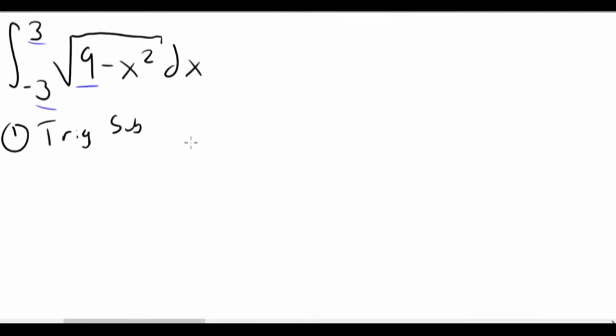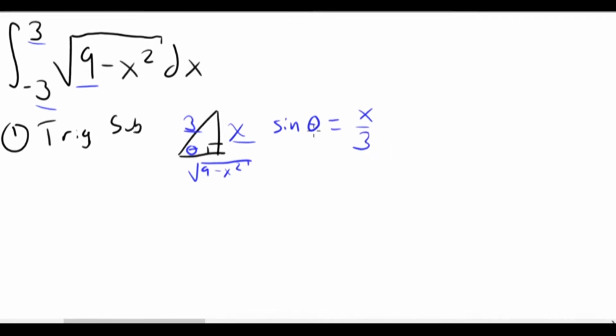So what we would do is construct a right triangle, and we would say this: if the hypotenuse is 3 and one leg is x, then the final side is the square root of 9 minus x squared. Then we put some angle theta here. Sine of theta is opposite over hypotenuse, x over 3, or x is equal to 3 sine of theta.